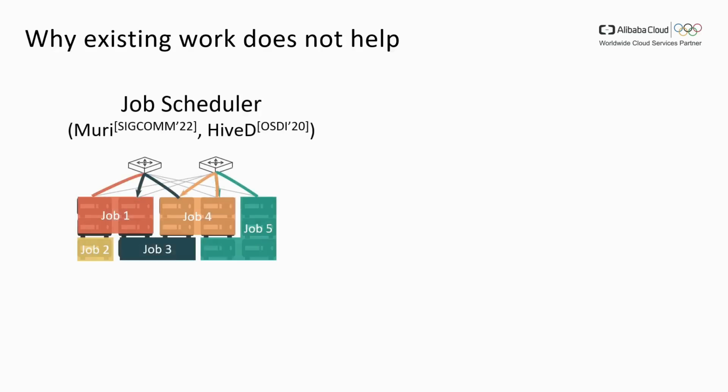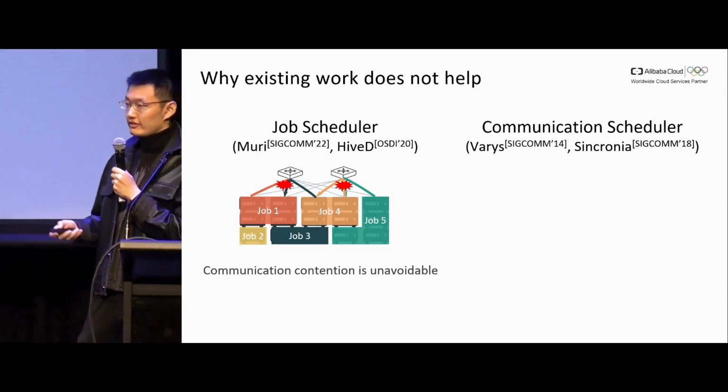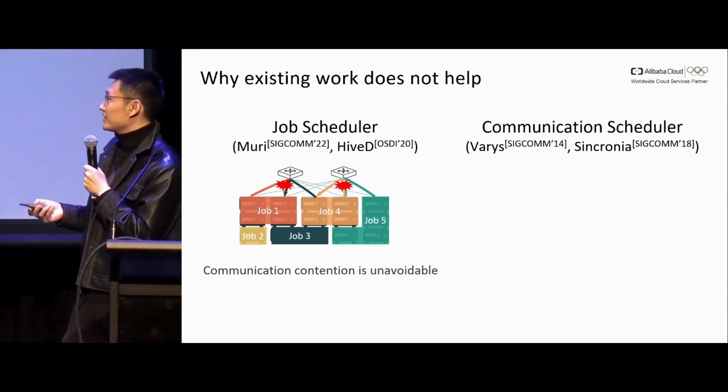So why does existing work not help? First, most multi-tenant GPU clusters have a job scheduler. The job scheduler locates each job to different hosts and tries to avoid resource contention, including communication contention. However, as the number of jobs increases, communication contention can be reduced but cannot be completely avoided. So even if the jobs are carefully located, we still need a communication scheduler to make path selection or assign higher priority to data flow of important jobs. It helps to further reduce communication contention.